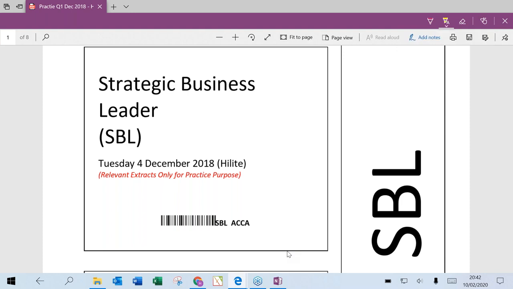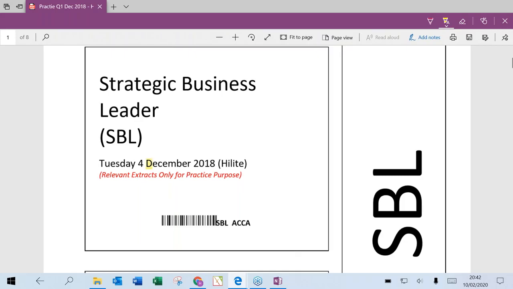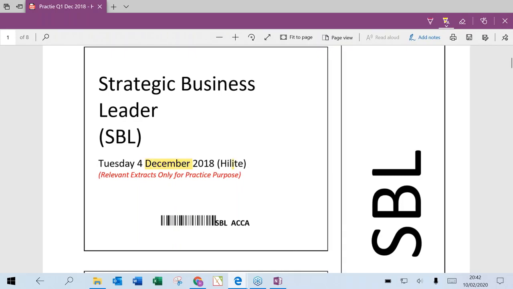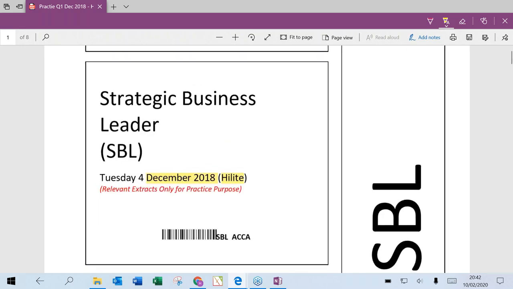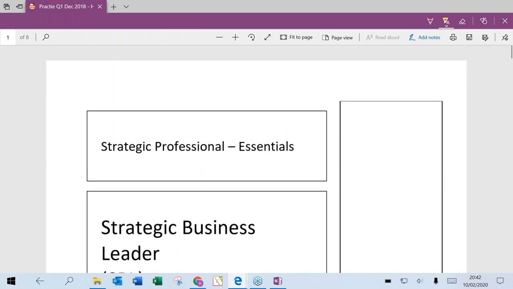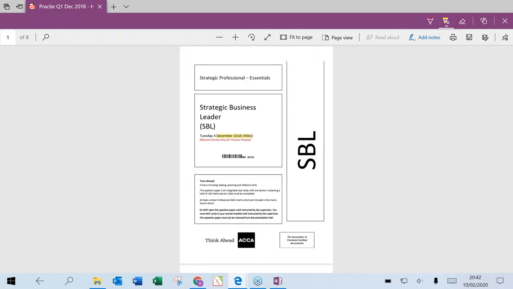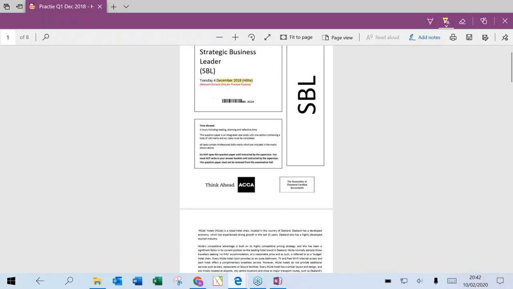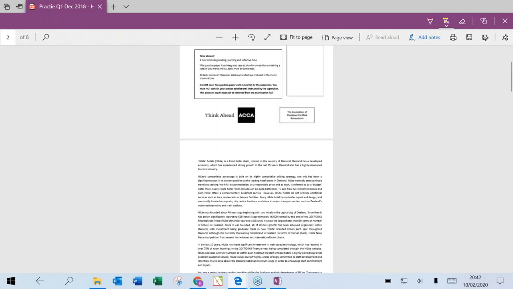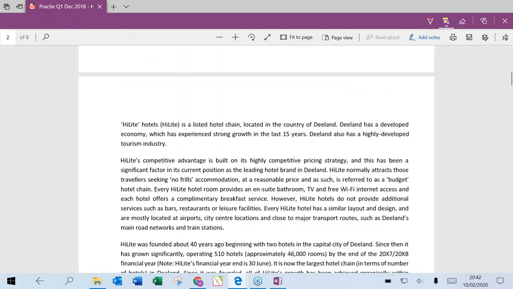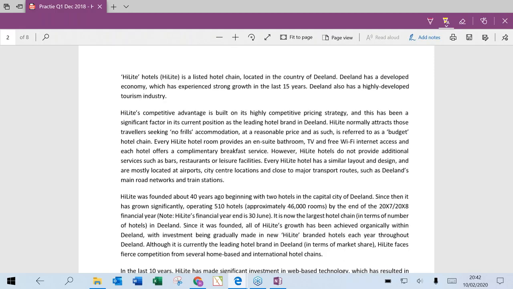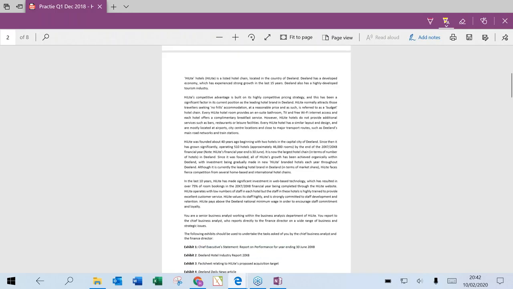So guys, this is the actual SBL paper for December 2018. It's called Highlight Company, and I've given only some relevant extracts. So this is how your actual paper will look. It's actually horrifying. Do you see this? And then the first thing which you will see is a kind of introduction.